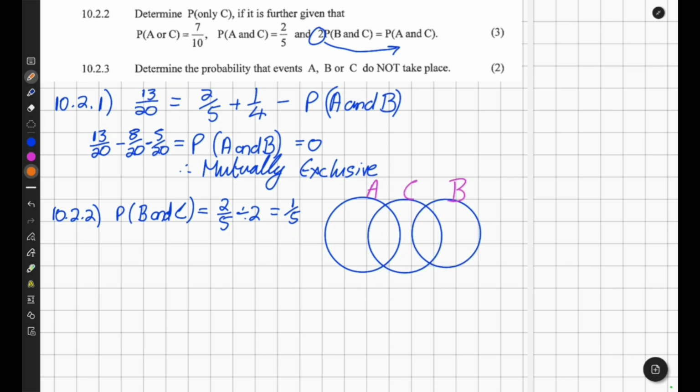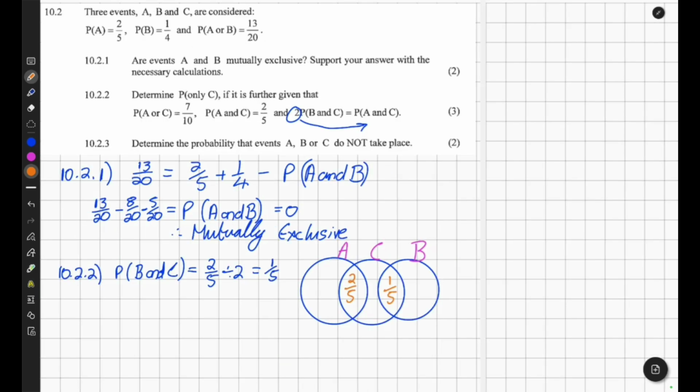So those are my 3 circles. How do I know C is in the middle and not B? Because I don't have any place where they say A and B and A or B. So therefore I know C correlates with A and B, so it must be in the middle. Now they tell me A and C is 2 over 5, so I can put a 2 over 5 there. We just worked out that B and C is 1 over 5. Okay, so that goes there. And now we need to figure out A or C.